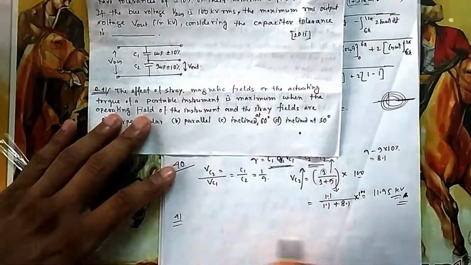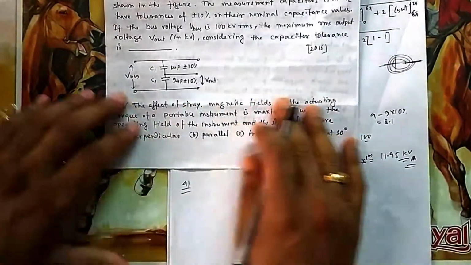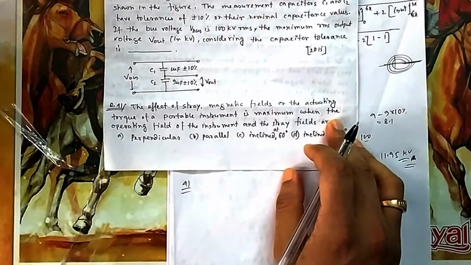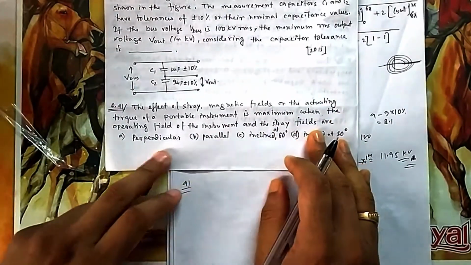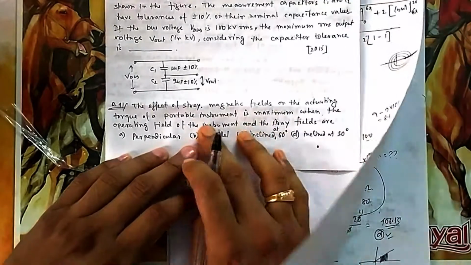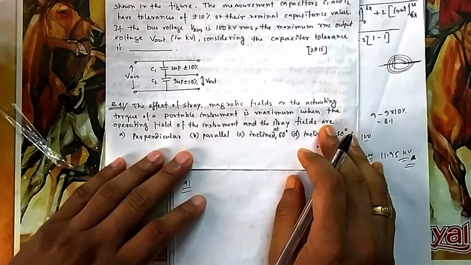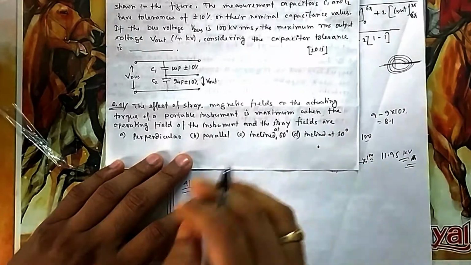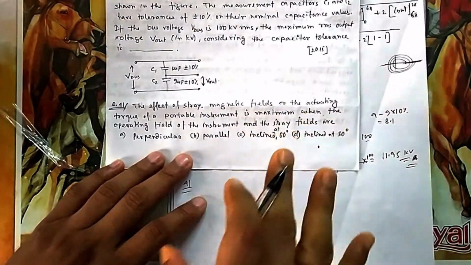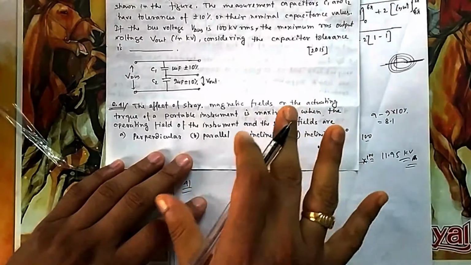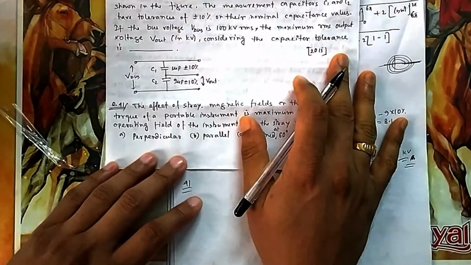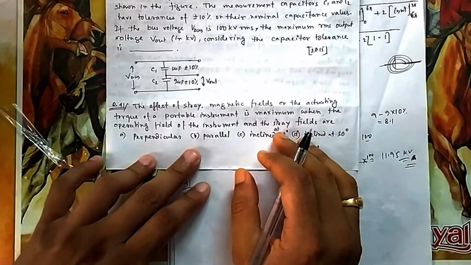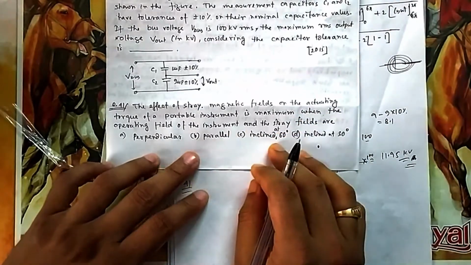Now if you come to 41, the effect of stray magnetic field in actuating torque of a portable instrument is maximum when the operating field of the instrument and the stray field are... So when will it be maximum? You want to maximize the torque, so you increase the magnetic field flux. If it is in the same line as the normal flux flowing in the meter, the extra flux that is coming will add to that flux. So if flux is added, then torque will be maximized.